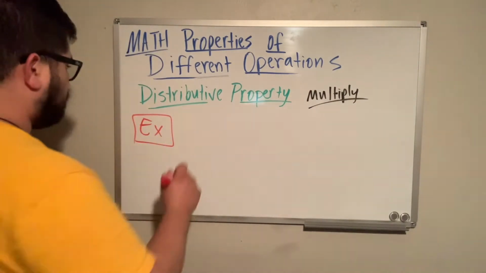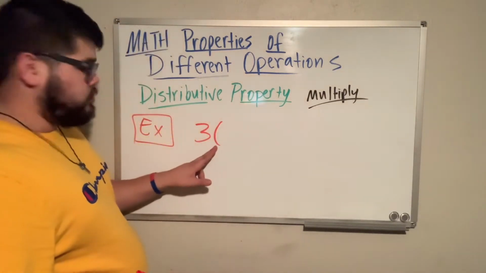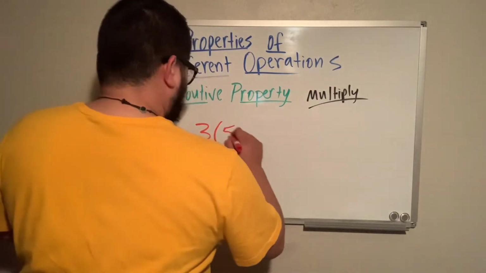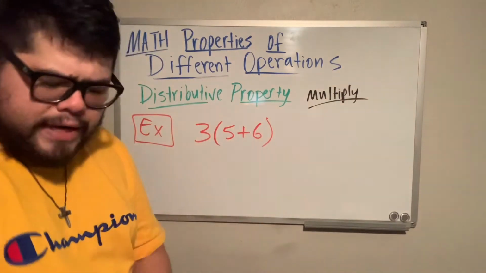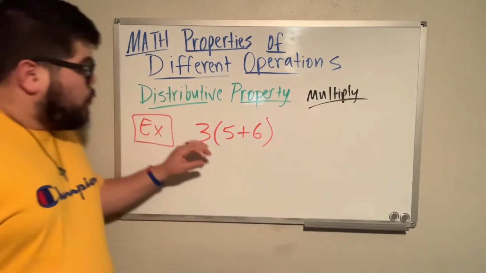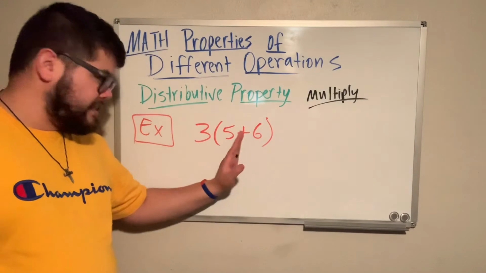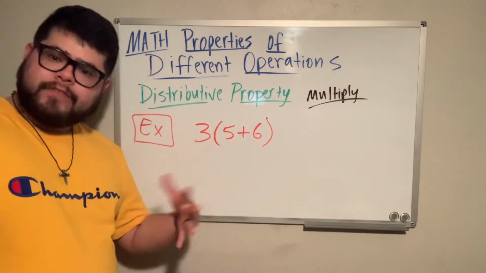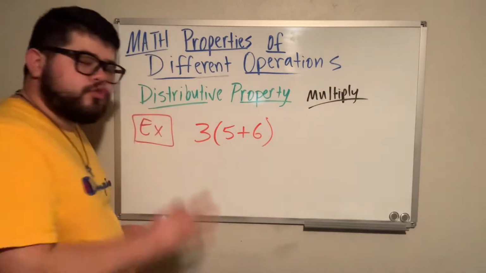First example is 3, open parentheses, 5 plus 6, close parentheses. Remember, when a number is right next to a parentheses, we know there's a dot there. We don't have to write the dot. Now, we could use PEMDAS here, do 5 plus 6, get 11, and then 3 times 11 and get 33. We could do that. But we don't want to use PEMDAS here. We want to use the distributive property.